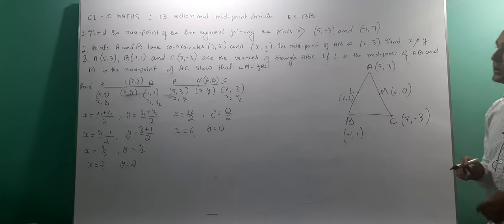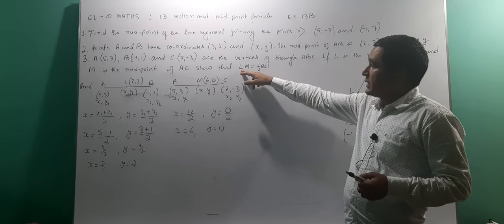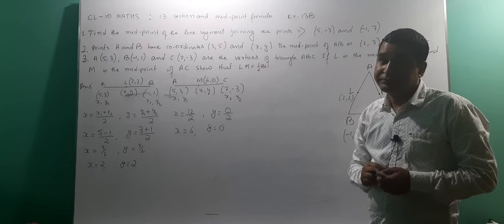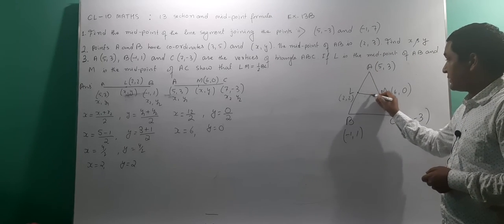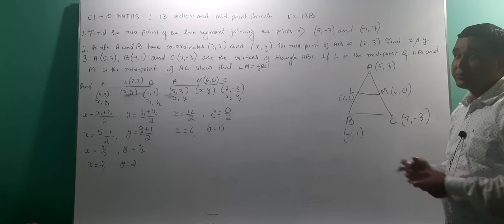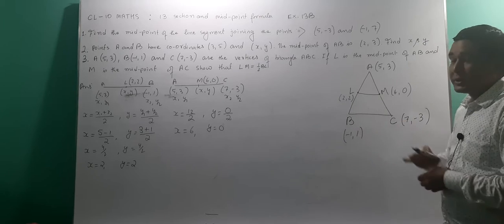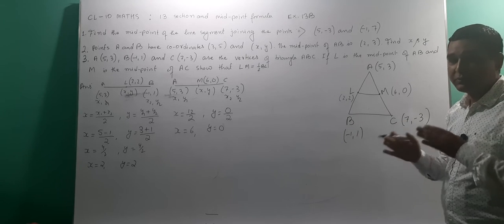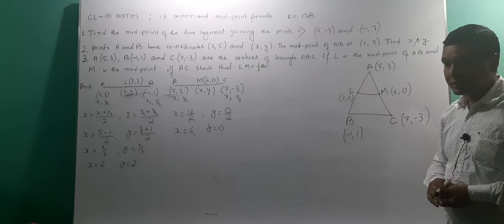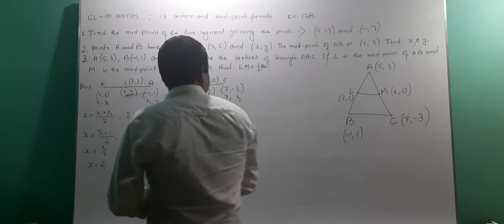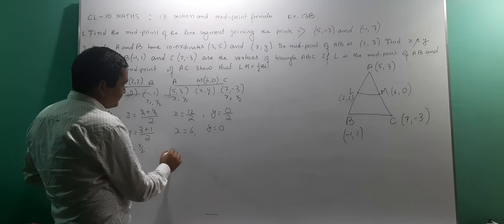Now after getting the coordinates, the question asks whether LM equals half of BC or not. We'll use the distance formula. We'll get the distance of LM and the distance of BC, and then compare them to see whether LM is half of BC or not. Now let's do it here. First, let's get LM.